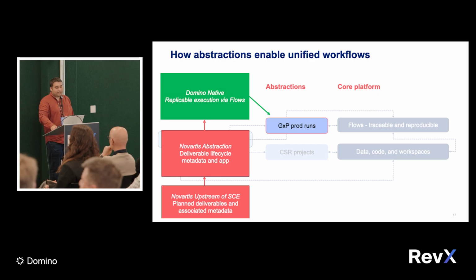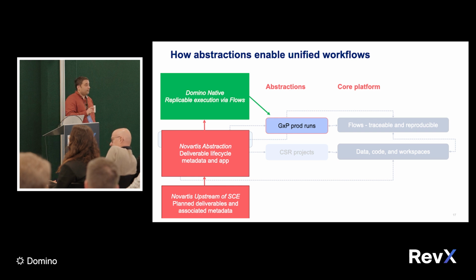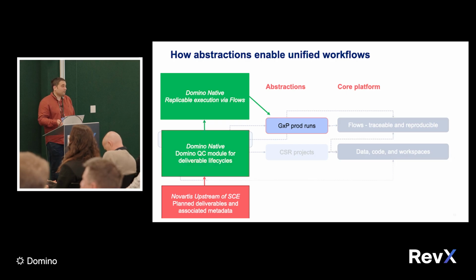So another example is the GSP prod runs. I mentioned before, we have the planned deliverables for a particular study, which says that work is happening in front of the STE. And so we want to get to the point where these are being executed by Domino flows. So we need to build that middle step, the abstraction to handle the deliverable lifecycle, and also pipe this information through so that they can be executed.